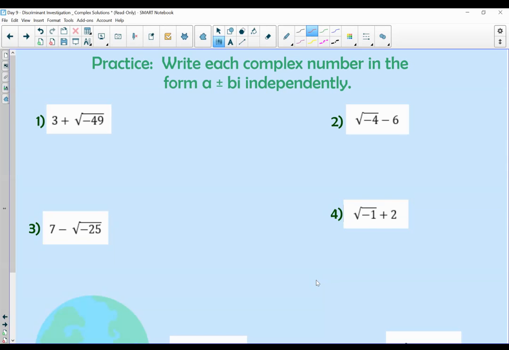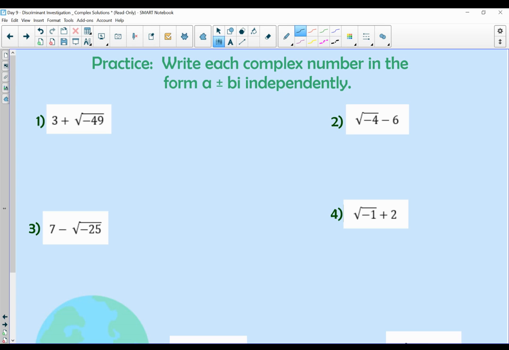All right, so at this point you should have attempted this. This is saying we want to write it in a plus or minus bi form. This is what you could think of as standard form for a complex solution. So we always write our a, which is our real part of the complex solution, and then we write our bi, which is the imaginary part of our complex solution. So we always write the real and then the imaginary.